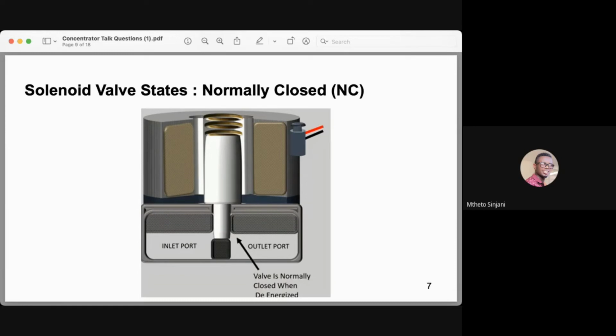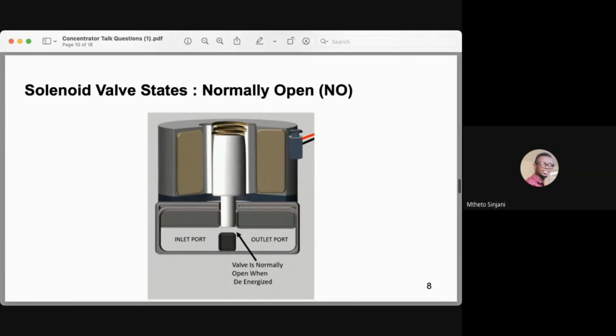Then moving on to the next state, the normally open. The normally open is the one that stays up until the required voltage is applied. When we apply voltage, it drops down, literally closing the inlet port and the outlet port. The other one is bistable.